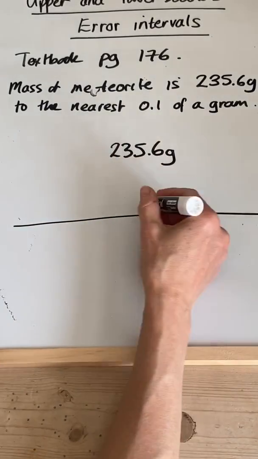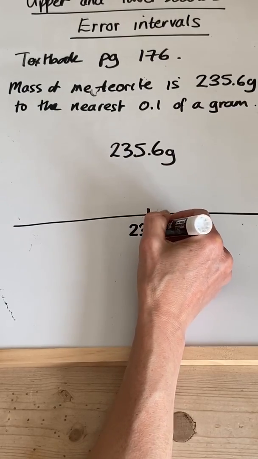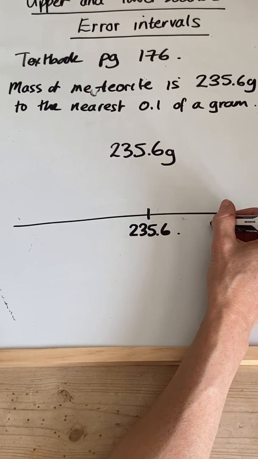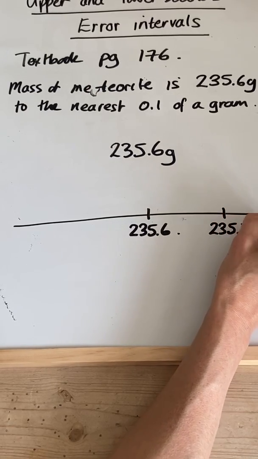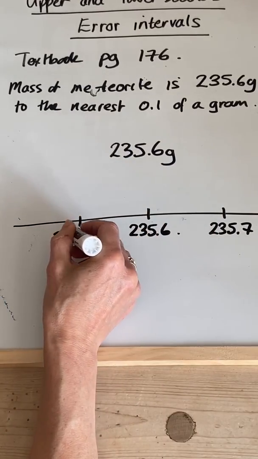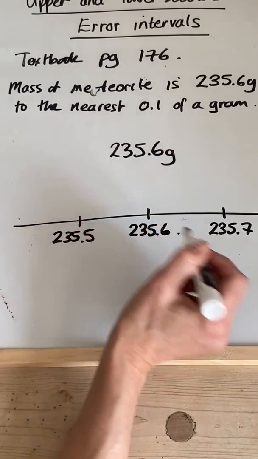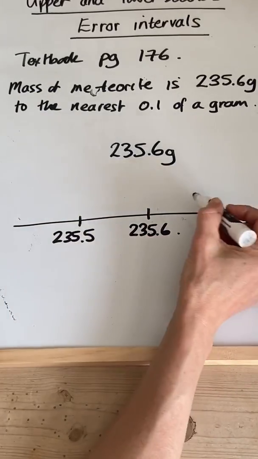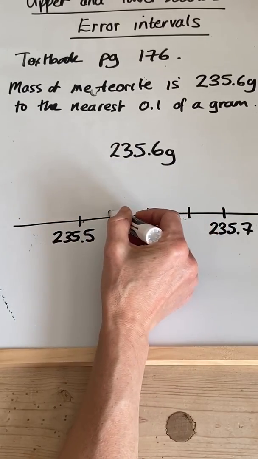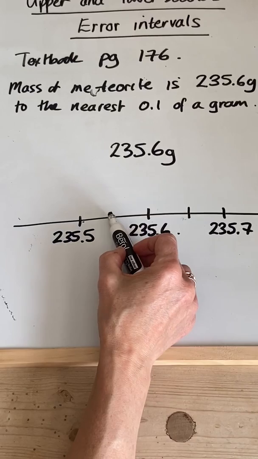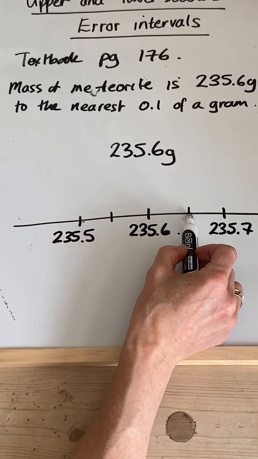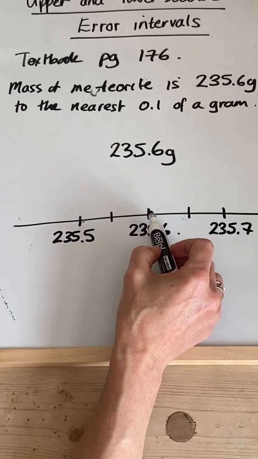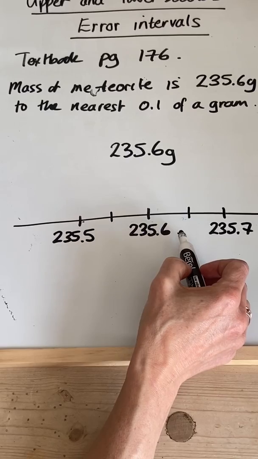Again, if you want to, you can think about your number line. So 235.6 is there. The next decimal to one decimal place up would be 235.7, and the one before it would be 235.5. Now, this interval here, if we split it in half, and this interval here, if we split it in half, will give us the lower and the upper bounds between which our measurement must be rounded to 235.6.